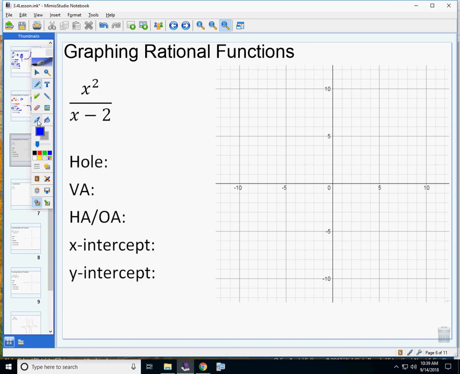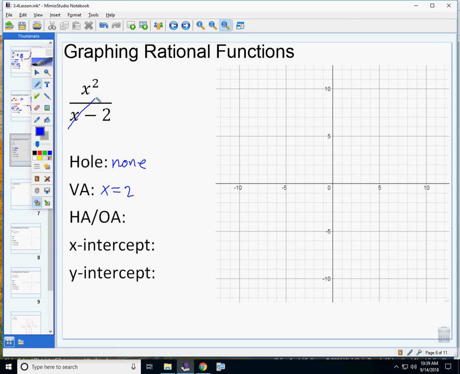Alright, here's your next example. We've got x squared over x minus 2. Look for a hole. That's where a factor on top and a factor on bottom are the same. They reduce out. In this case, there's not one. So we would put none for the hole. Vertical asymptote, that's where the bottom equals 0. So in this case, our x would be 2. That is our vertical asymptote.